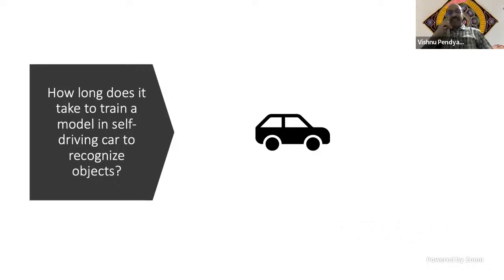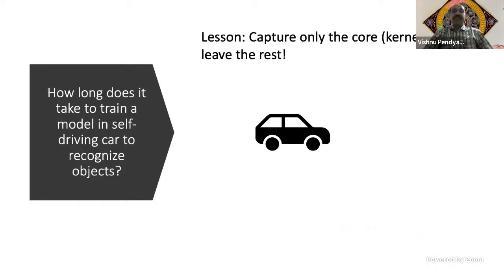So how do you match these two things? The way is to save the model. Don't process the data entirely. Only keep what you need from the data and throw away the remaining data, right? And use only the limited data when it comes to processing new data. So capture only the core, or the kernel, and leave the rest. The kernel is basically the core, in English.